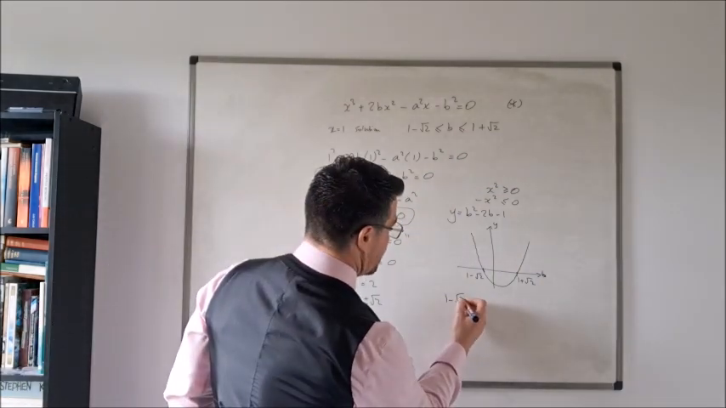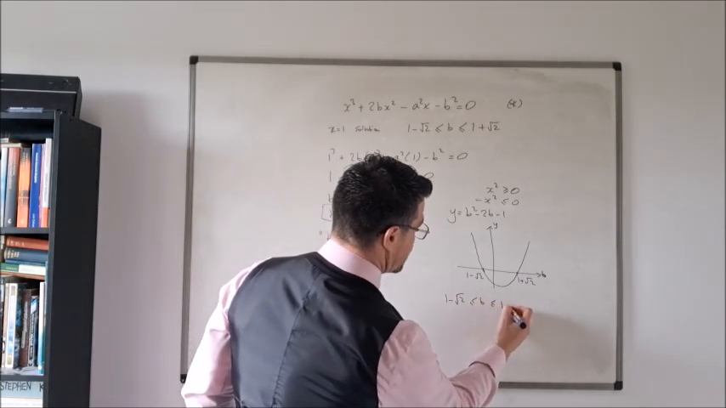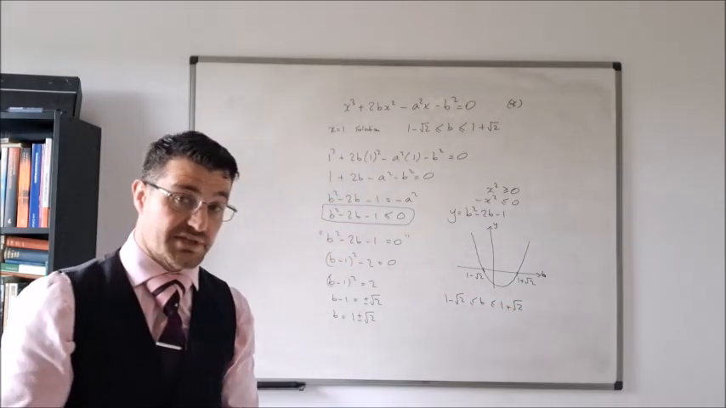So we get 1 minus the square root of 2 is less than or equal to b is less than or equal to 1 plus the square root of 2. Or at least as far as I'm concerned, it makes sense.